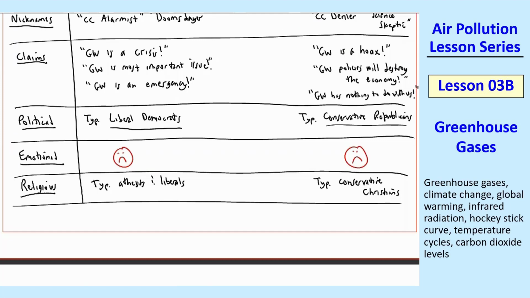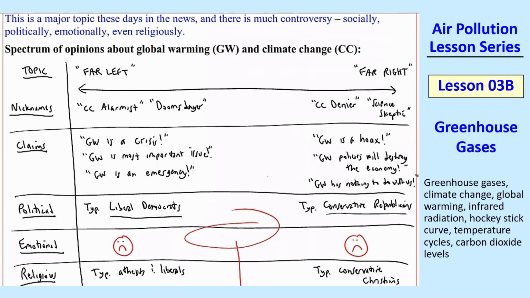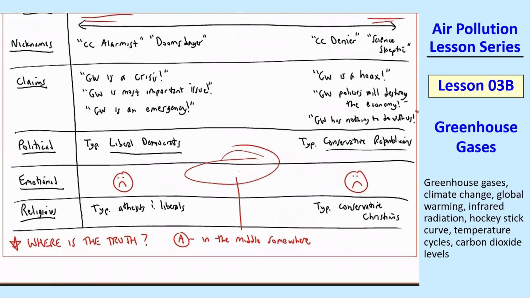So the question we need to ask here is, where is the truth in this scale? And I would answer that it's somewhere in the middle. I don't know where in here, but we're not on the far left or the far right. Probably somewhere in the middle is where the truth lies.